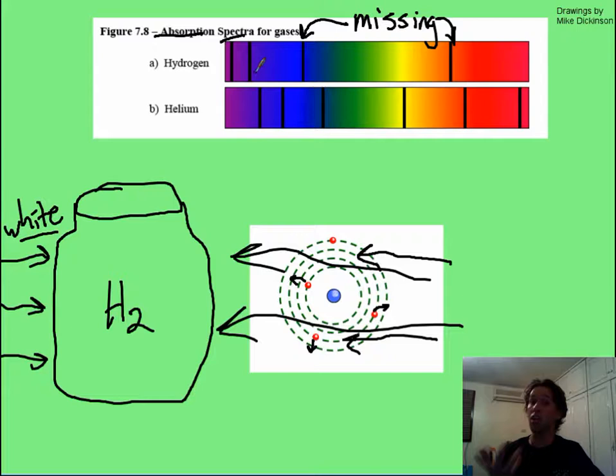And again, each element has its own specific absorption spectra, which is cool because we can take the light coming from a star that is 100 light years away or more, and we can analyze its absorption spectra. And even though we could never ever visit that star, we know, oh, that star is made of some hydrogen and some helium because we're looking at its particular absorption spectra. Pretty sweet.